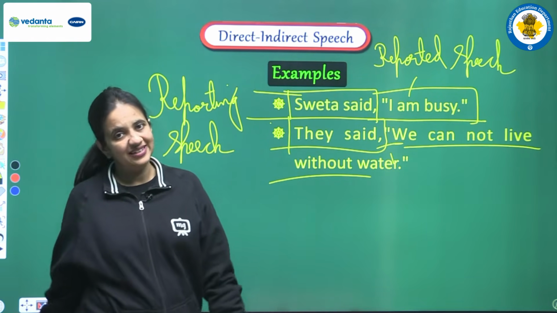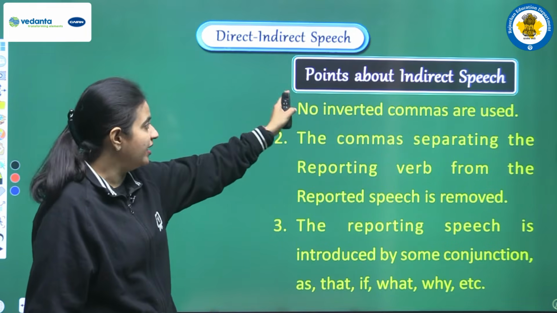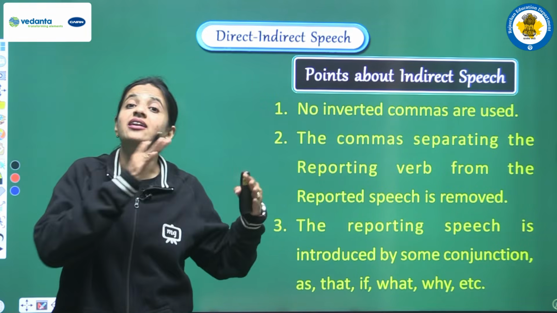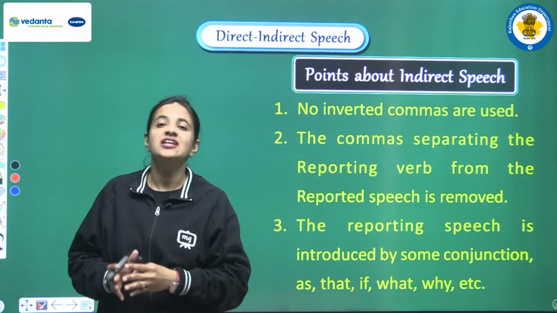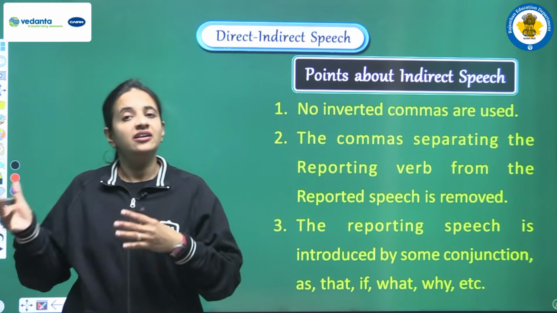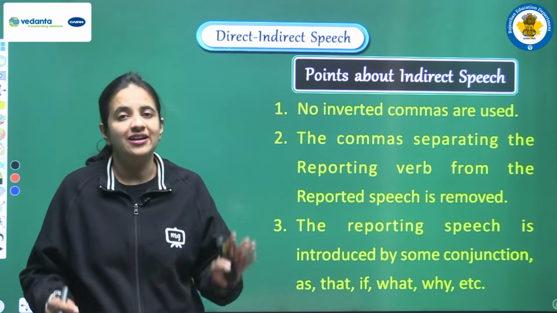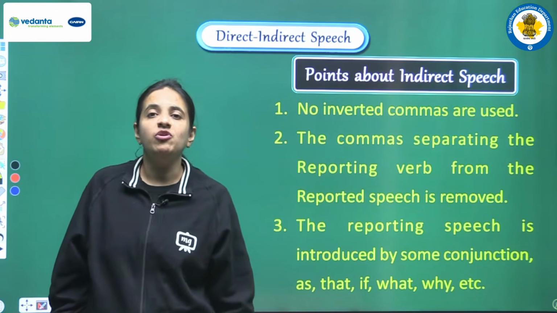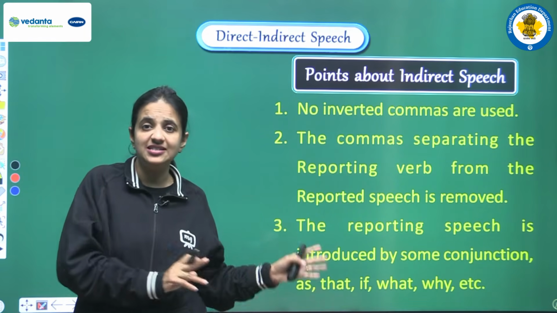Okay, clear? Moving on, now we are having some points that are related with indirect speech. So till now we have discussed all the points. We have seen some examples also that are related with direct speech. Now the structure of direct speech, I hope that is clear to you all. And now we will read some points. Now we will try to understand the structure of an indirect speech sentence.